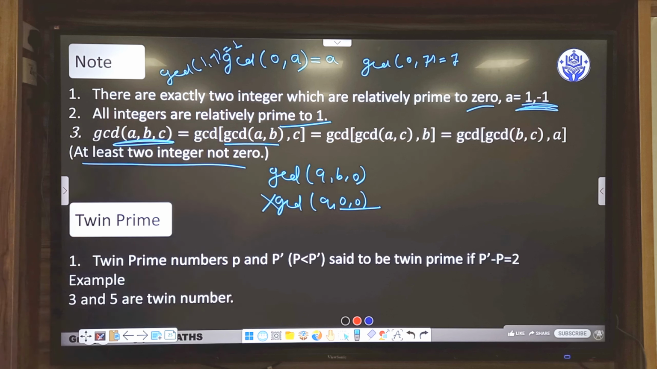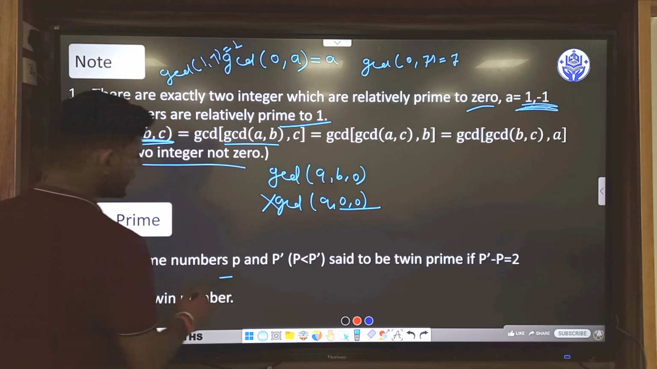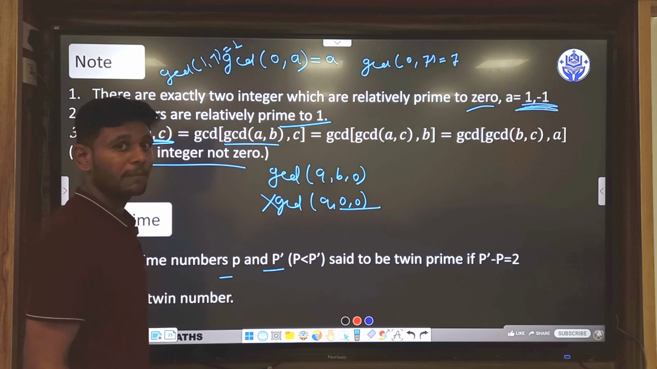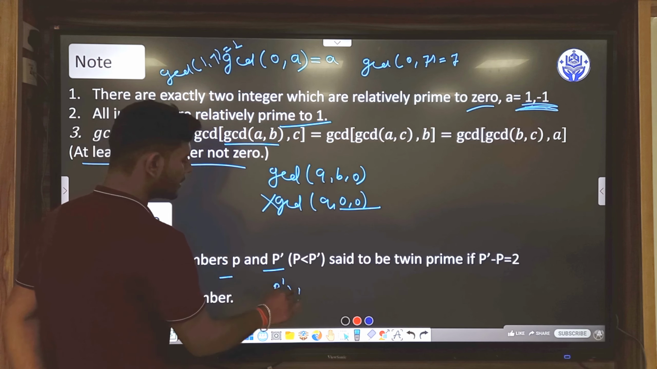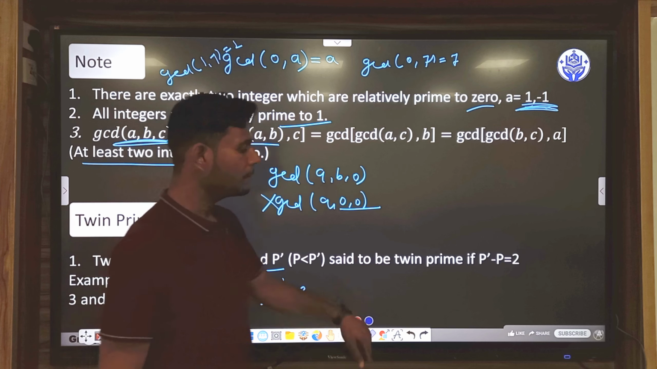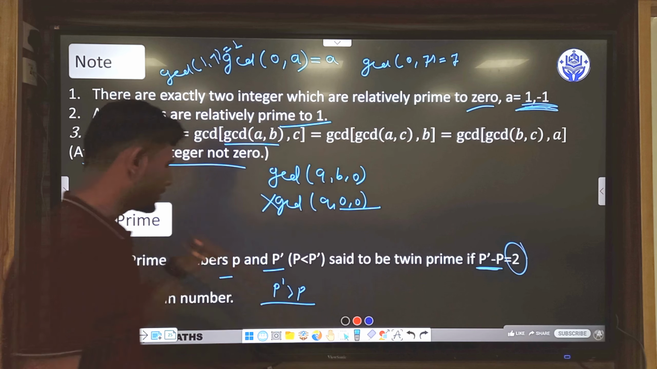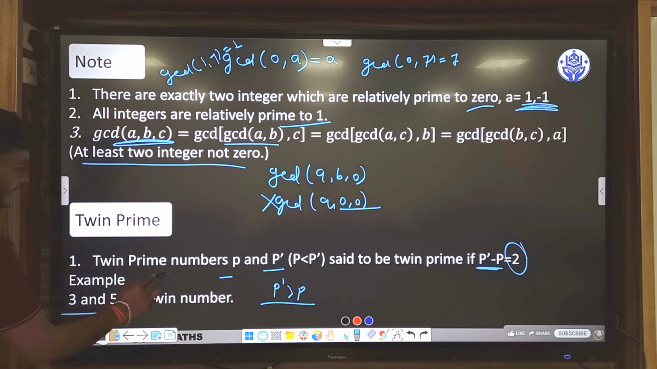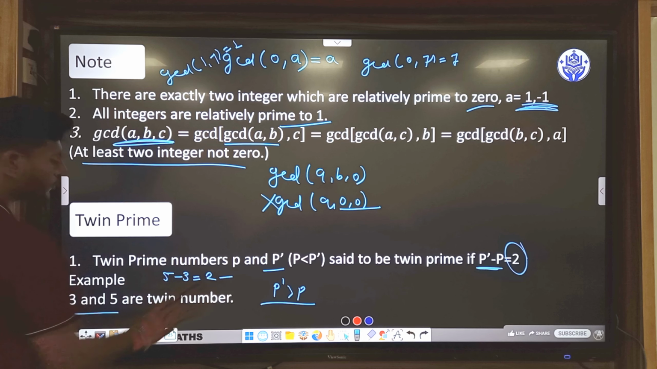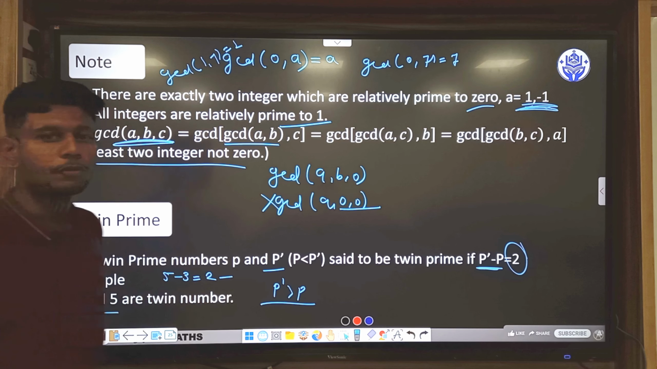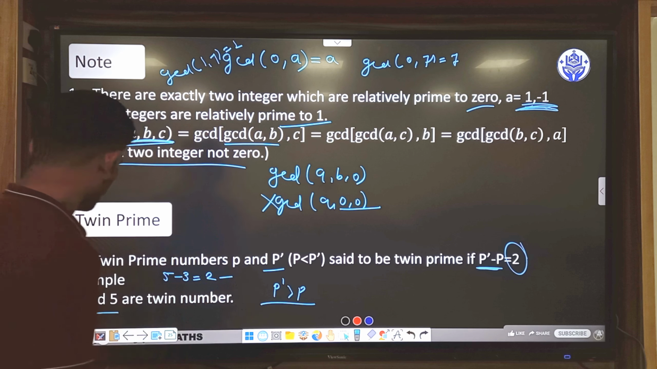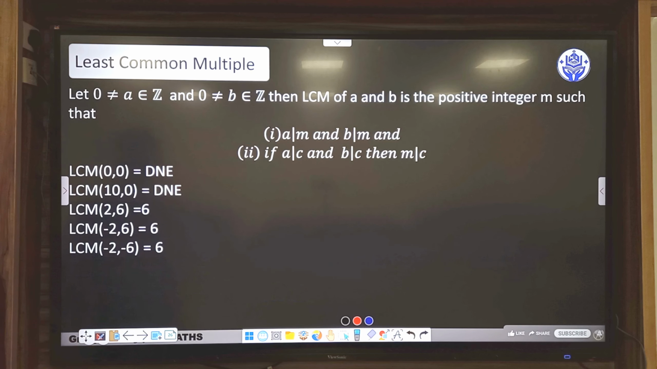Next is twin prime numbers. Two primes P and P dash, where P dash is greater than P, are said to be twin primes if the difference between them is equal to 2. For example, 3 and 5: 5 minus 3 is 2. 7 and 5, that is again 2, so it is also a twin prime pair. This is all about the result.